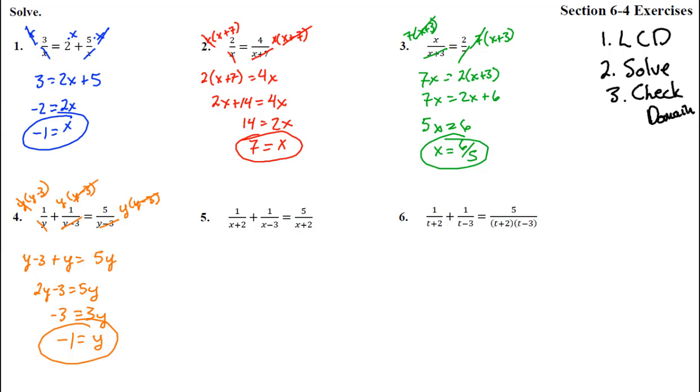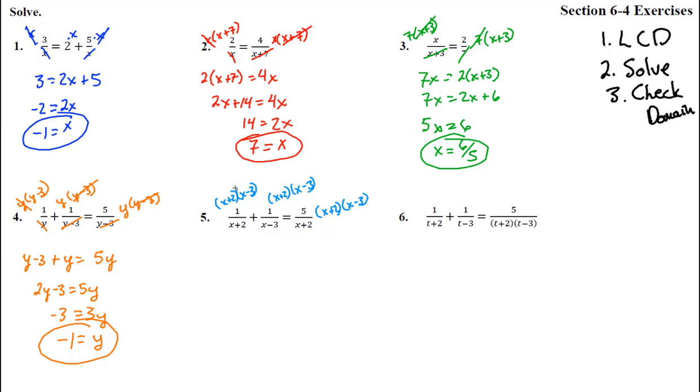All right, the next one, number 5. 1 over x plus 2 plus 1 over x minus 3 equals 5 over x plus 2. Common denominator needs an x plus 2 and an x minus 3 in it. So let's times both sides by x plus 2, x minus 3, times this guy by x plus 2, x minus 3, and times this side by x plus 2, x minus 3. There. So the x plus 2 times x minus 3 is one big blob. Hit this term and that term and that term.